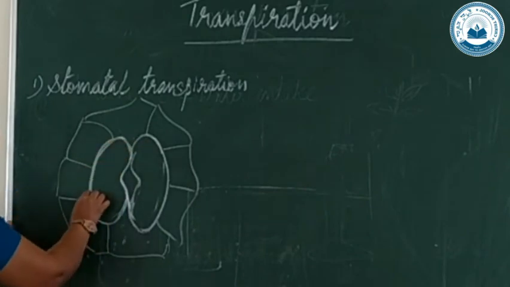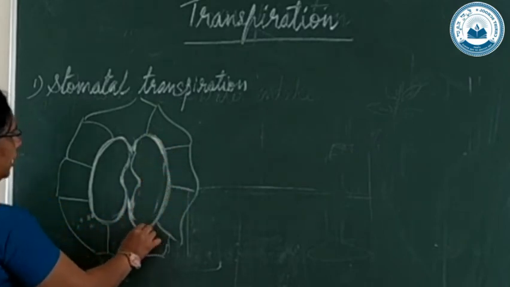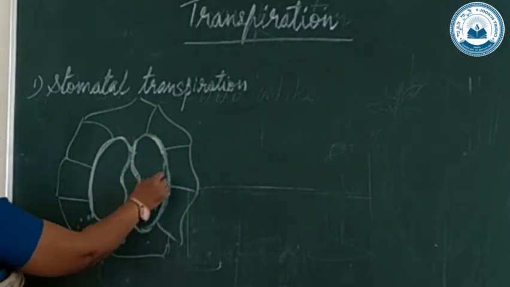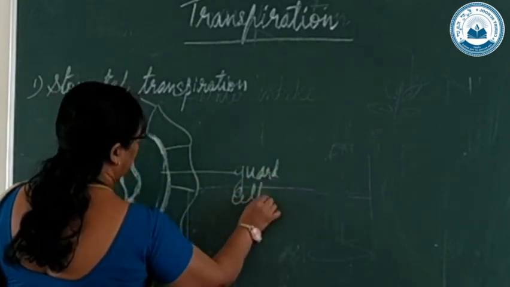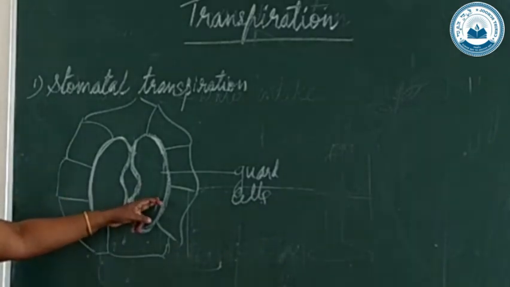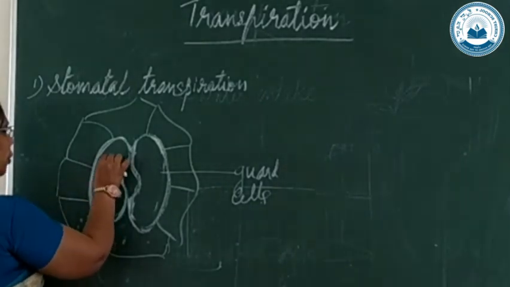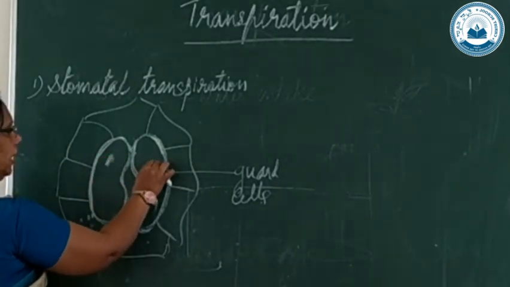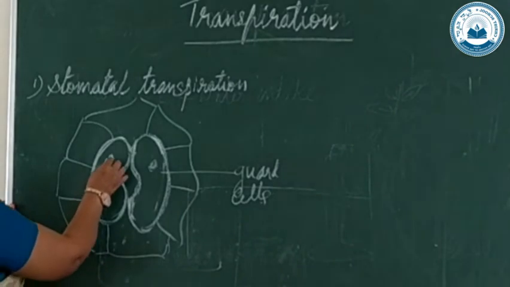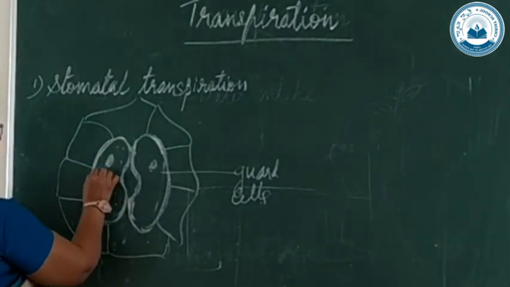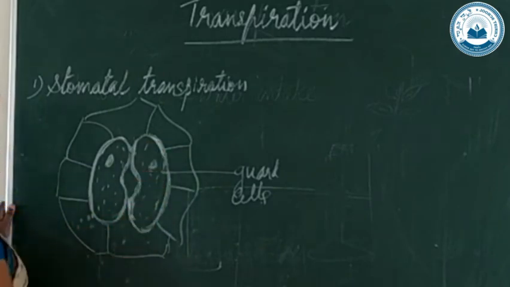These are the kidney shaped cells, which are called as what? Guard cells. These two are called guard cells. So how many guard cells are there? Two guard cells. In the guard cells, again, what is present? Yes, a single nucleus in each. Then what else is present? Chloroplast is also present, and it contains cytoplasmic material.